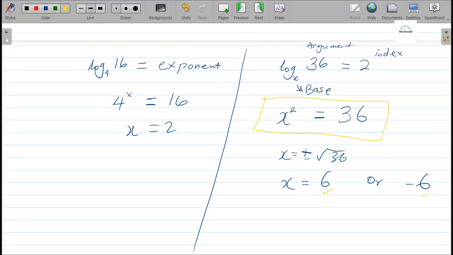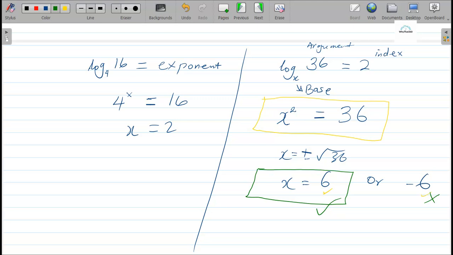But we also say the base should always be greater than 0. If the base is greater than 0, we are going to consider x to be 6 but not negative 6. So this will be the right answer, not this one. You better reject it.